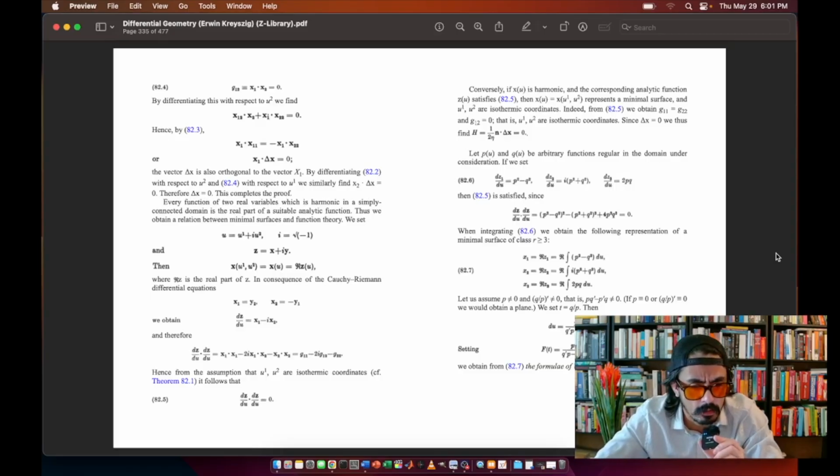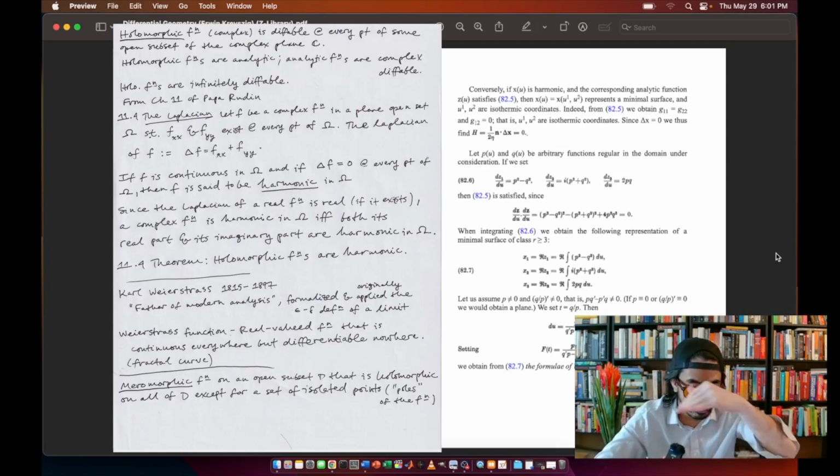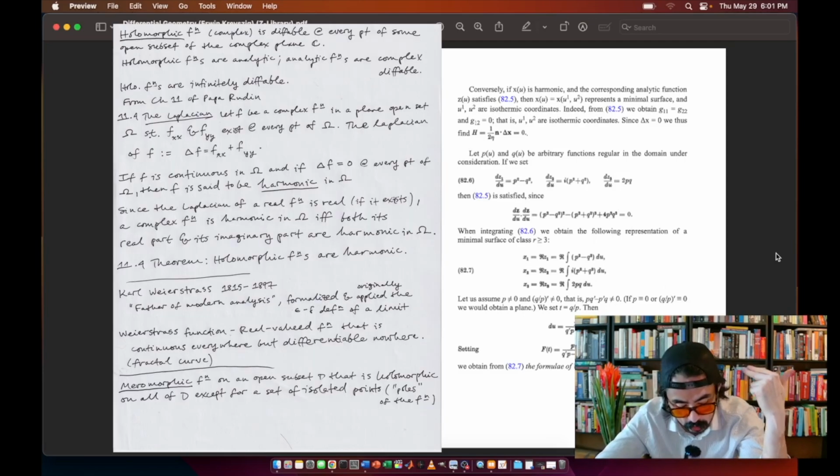Moving on. Every function of two real variables which is harmonic in a simply connected domain is the real part of a suitable analytic function. Thus, we obtain a relation between minimal surfaces and function theory. Okay, so I should just read these definitions right now, straight off the top.